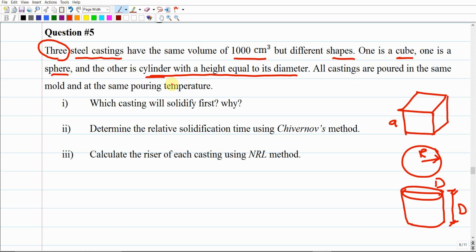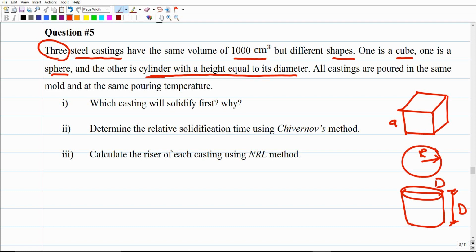All castings are poured in the same mold and at the same pouring temperature. We would like to make all of these castings of the same material, and they are going to be poured in the same mold under the same condition, under the same pouring temperature. So to achieve similarity between the material, the casting and everything. So he asks us which casting will solidify first and why. Which casting will solidify first and why. Here, he didn't require anything regarding the riser.